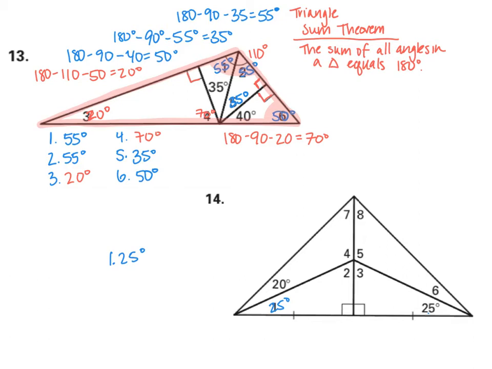Also, since this point here lies on that perpendicular bisector, we can infer that it's equidistant from both of these points here. So we can also understand that if this is 20, then angle 6 is also going to be 20 degrees.